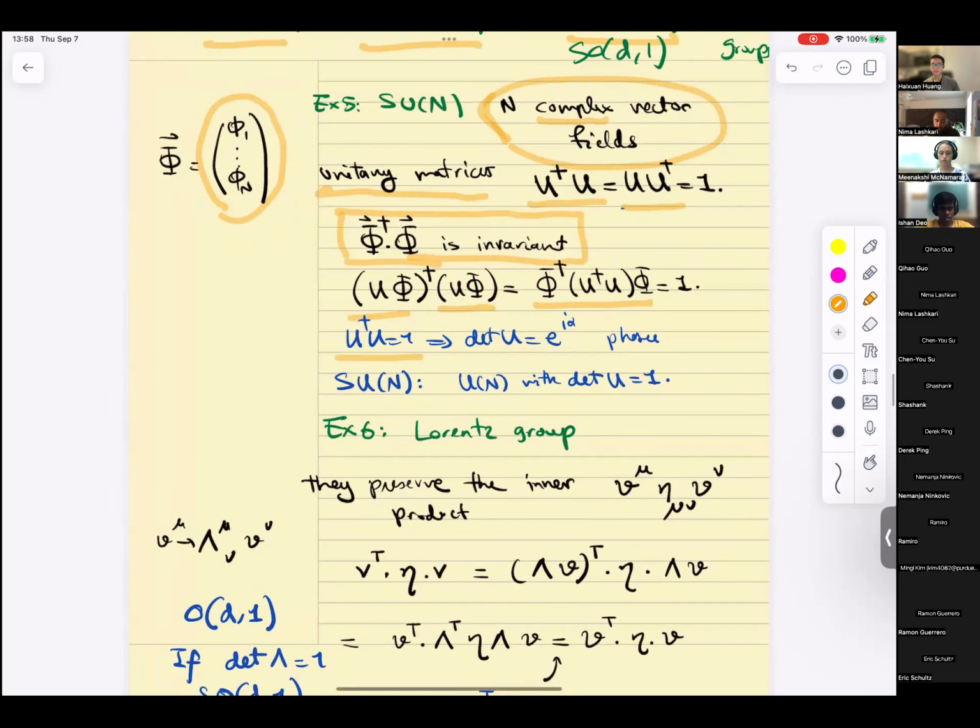Now, because U dagger U is one, the determinant is a phase, right? You can restrict to the set of unitary n by n matrices that have determinant one. That's a subgroup that's called SU(N). So you might have heard the statement that the symmetry group of the standard model of particle physics is U(1) times SU(2) times SU(3). I think now you should know what it is all about, what the group is.